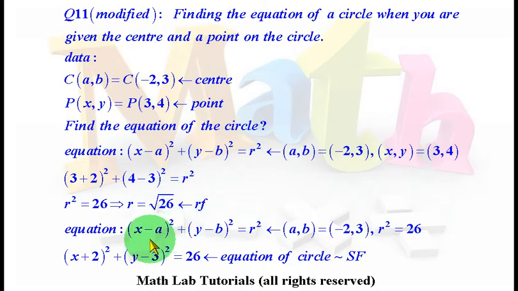And now all we have to do is go to the equation. There's the general standard form, and we insert a comma b is negative 2 comma 3. And we know that r squared is equal to 26. We just perform all those substitutions and immediately get (x + 2)² + (y − 3)² = 26. And lo and behold, we have the equation of the circle in standard form. Okay, let's have a look at the next slide.